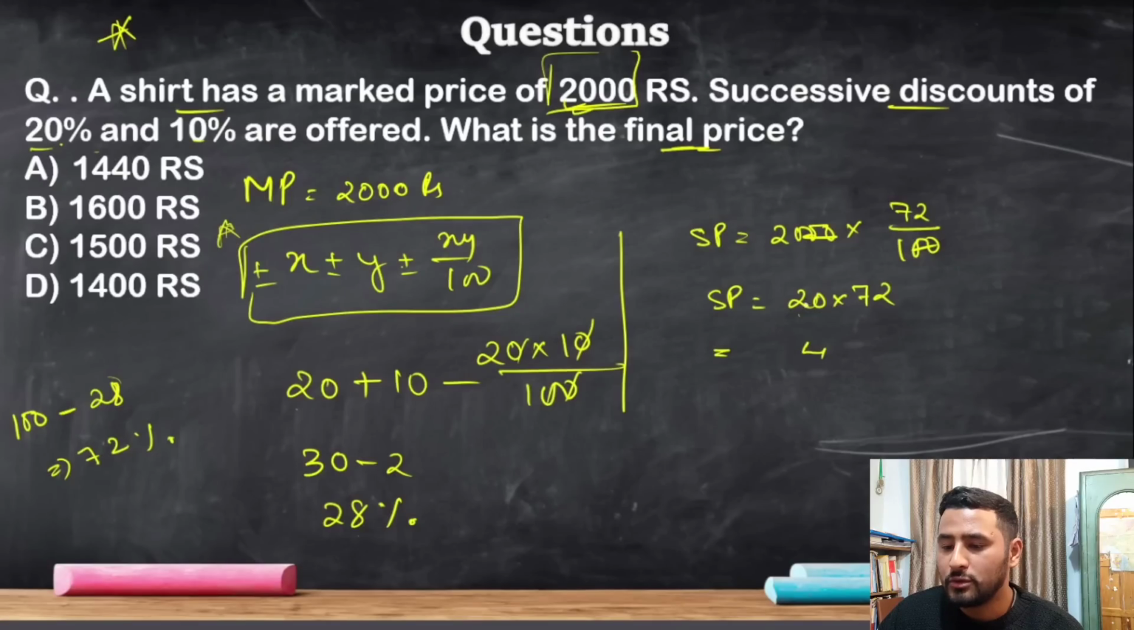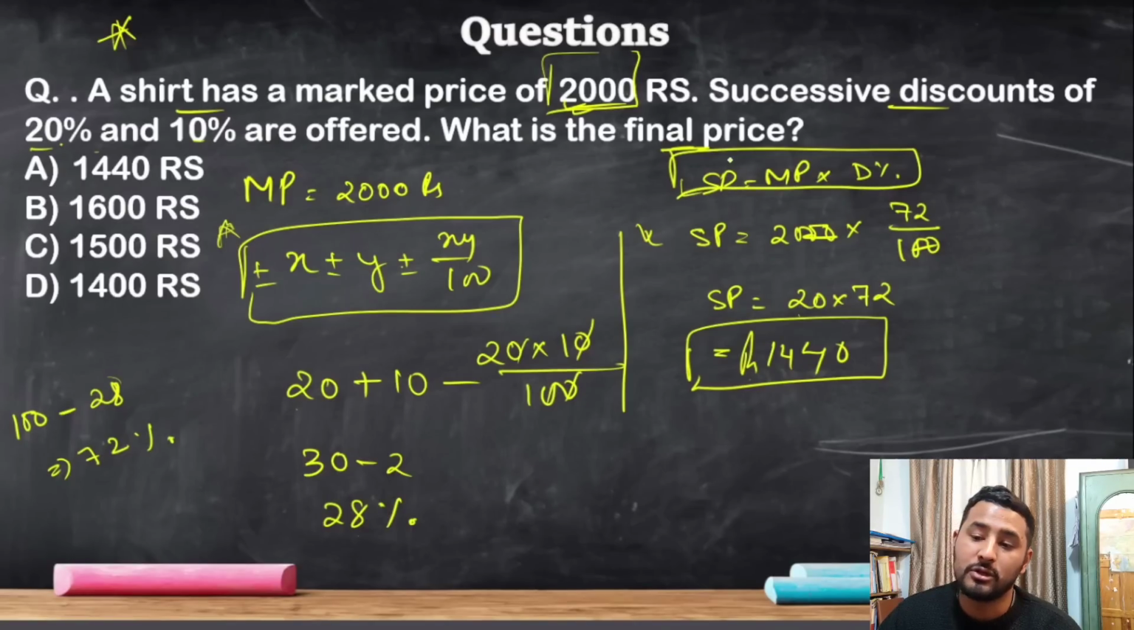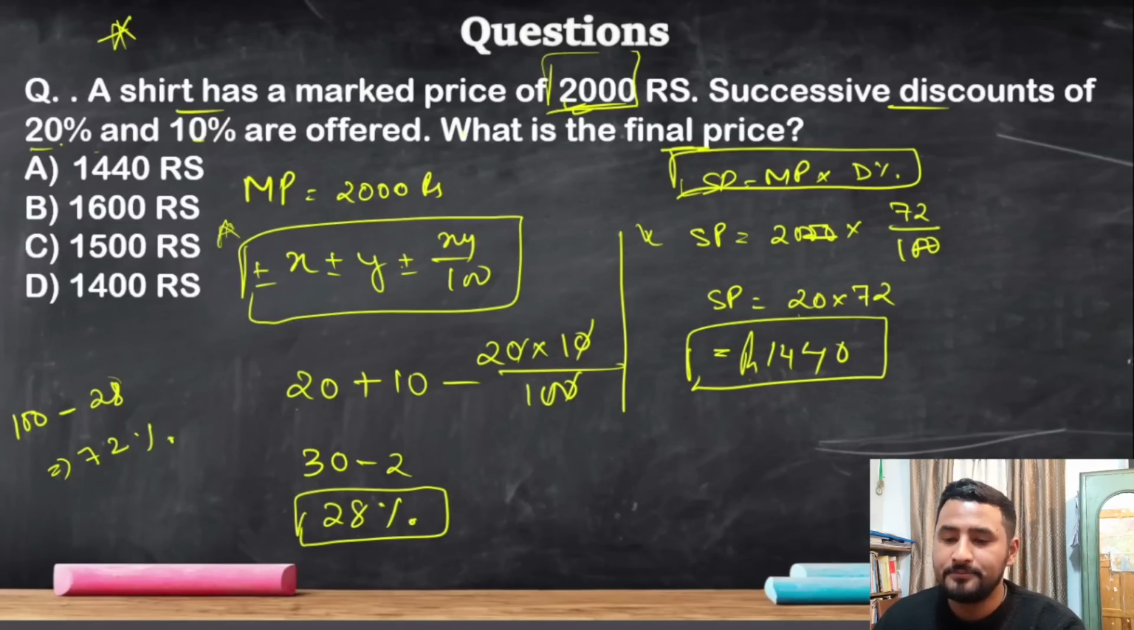So you'll get the answer. 2 into 2 is 4. 2 into 7 is 14. So rupees 1440. You see, I'm using the same formula: SP equal to MP into discount percent. But the first thing you should remember is when successive discounts are given, you should find the actual discount first. I hope this is clear.